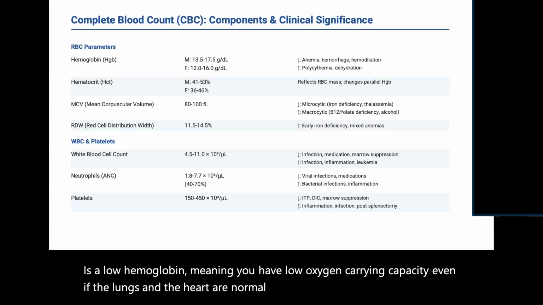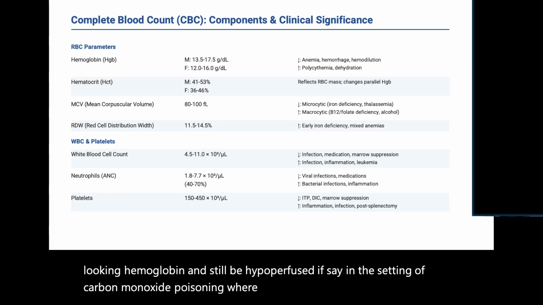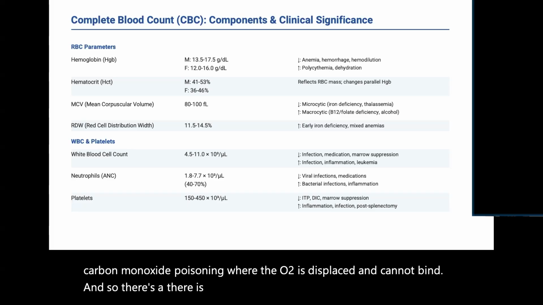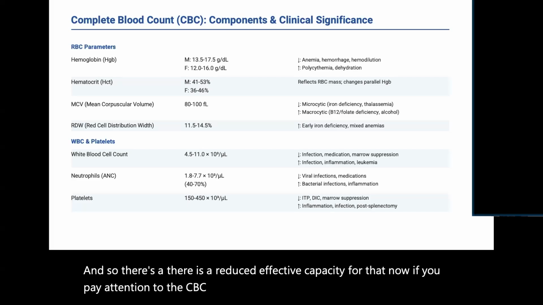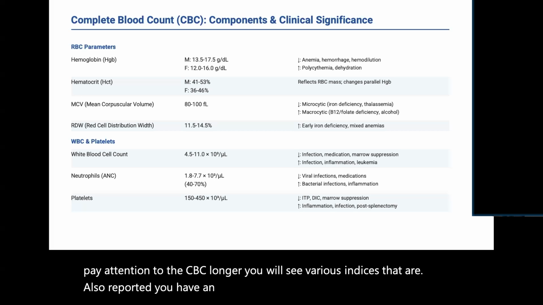And they can have this normal looking hemoglobin and still be hypoperfused if, say, in the setting of carbon monoxide poisoning, where the O2 is displaced and cannot bind. And so there is a reduced effective capacity for that. Now, if you pay attention to the CBC longer, you will see various indices that are also reported. You have an MCV, an MCH, and an RDW. Well, what's all this about?